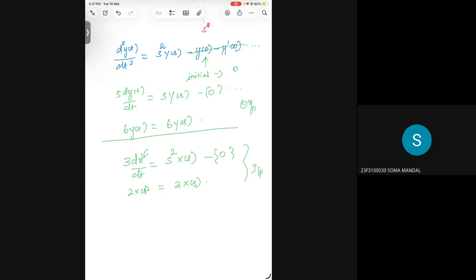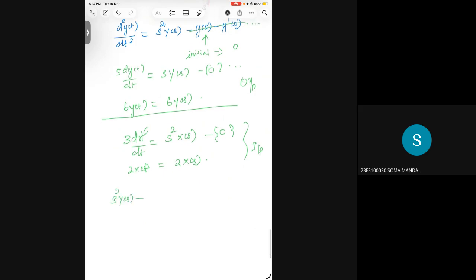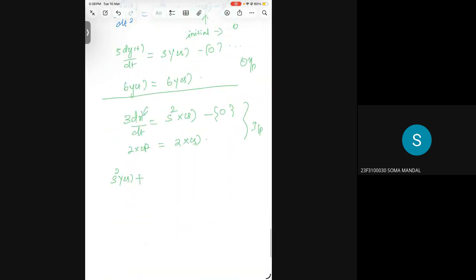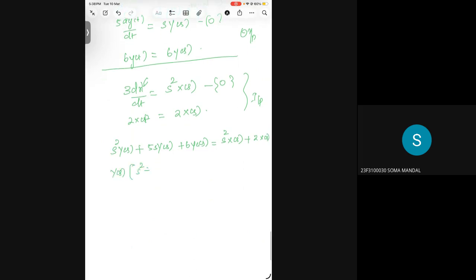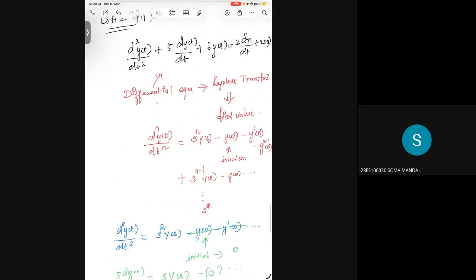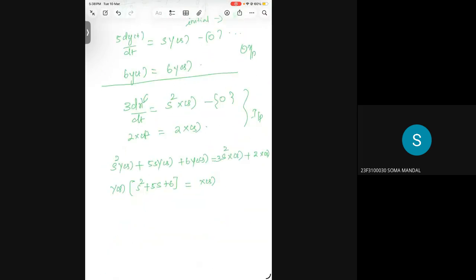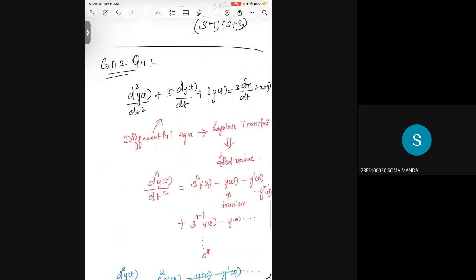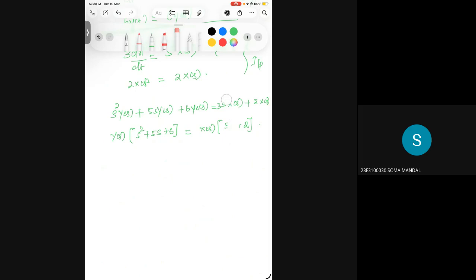Now we are going to write it as it is given in the question. So this will be s² y(s) plus 5s into y(s) plus 6y(s) equal to 3s² x(s) plus 2x(s). Now taking y(s) common, this will be s² plus 5s plus 6. On the right, it is only dx/dt, so it is not s², it is s. It will be x(s) into (3s plus 2). That's it.